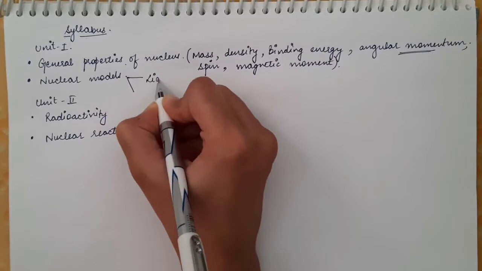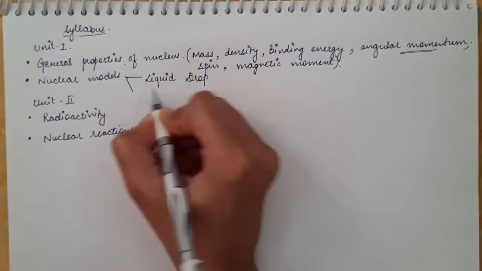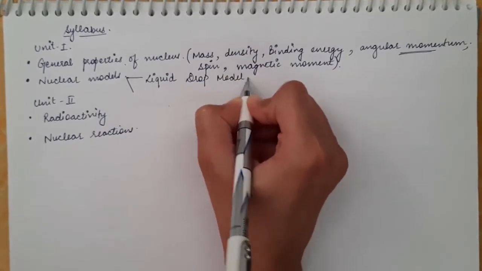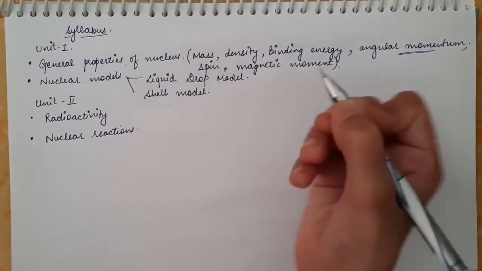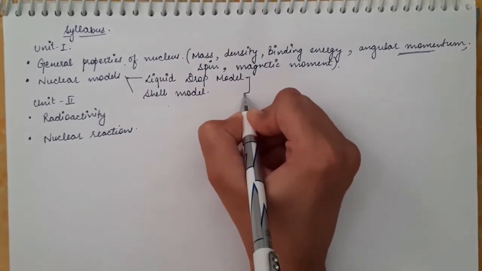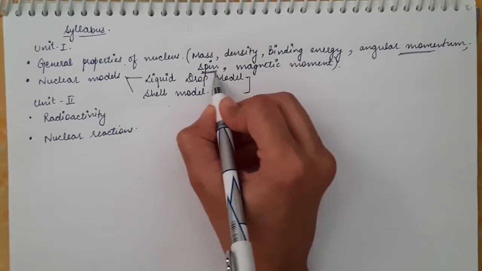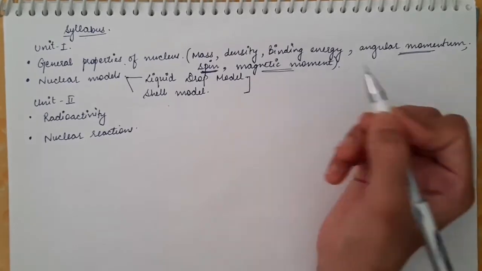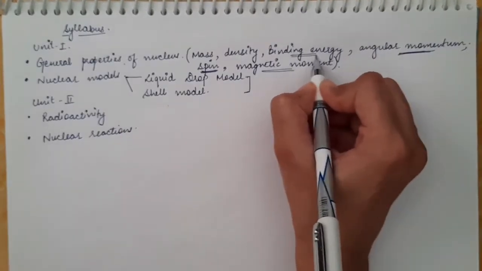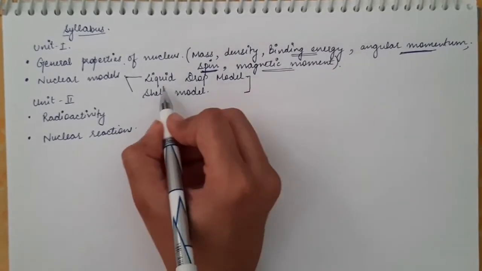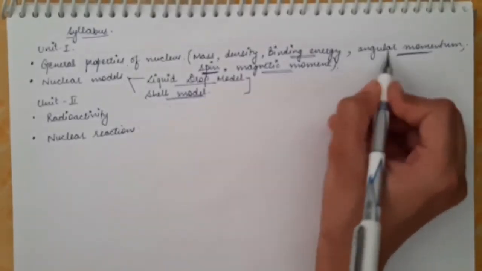There are mainly two types of nuclear models in the syllabus. The first is the liquid drop model, and the second is the shell model. These two models will tell us the theory behind how the nucleus has spin, how the nucleus has its magnetic moment, how it has angular momentum, and how there is binding energy for the nucleus. That is, these models will explain how the nucleus attains these properties.